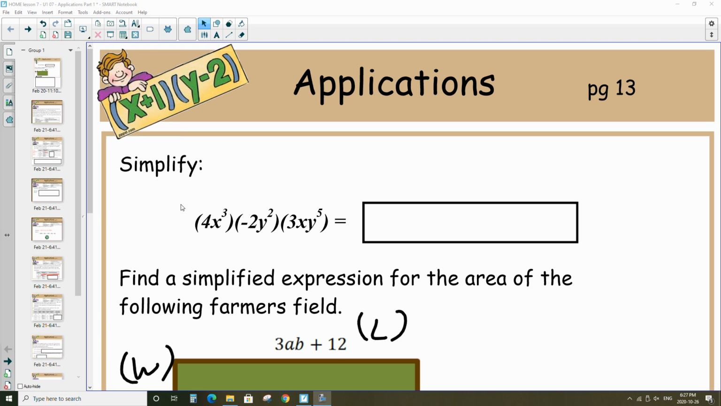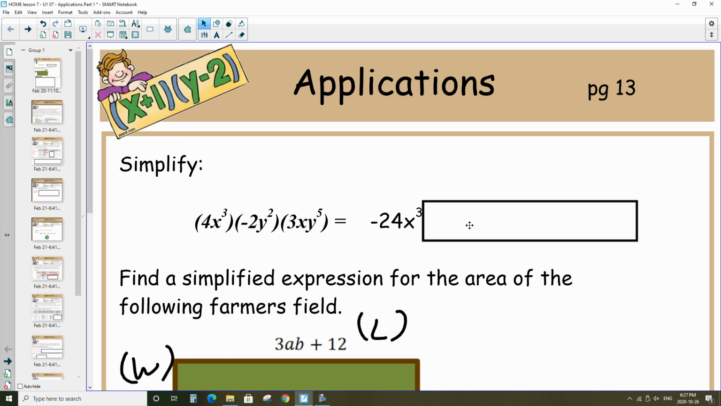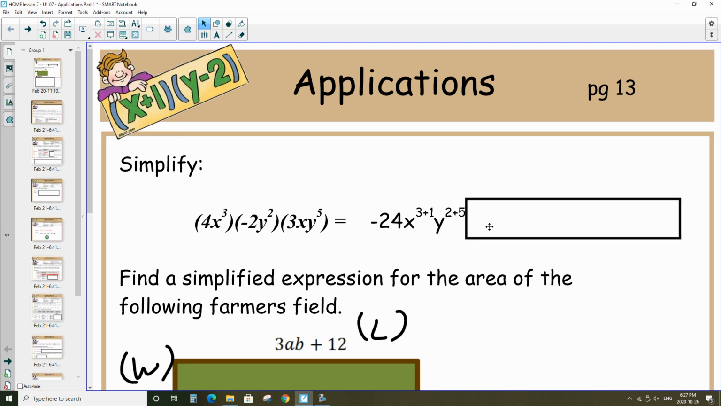So simplifying, how do you simplify this expression? You're going to multiply the 4 with the -2 and then by the 3, which gives us -24. And then you're going to look at what letters we have here. So we've got some x's and we have some y's. For the x's, you're going to add the exponents. The first x has a 3 on top and the second x has a 1. So 3 plus 1 is 4. And then for the y's, we're going to add the exponents on the y. So we have a 2 plus a 5. Okay, so there it is, simplified.